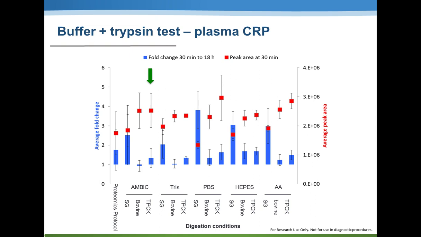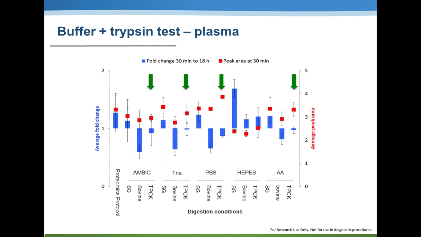So when searching for the best performing buffer trypsin combination, looking only at the half an hour and 18-hour time points, there was very little variation from peptide to peptide within the same protein. By summing all 5 peptides from CRP together, we found that AMBIC plus TPCK trypsin is the best combination.